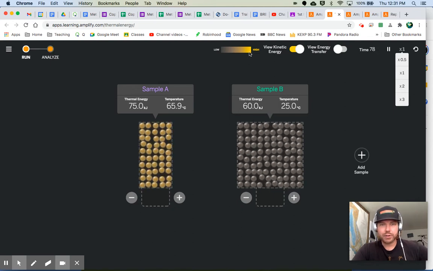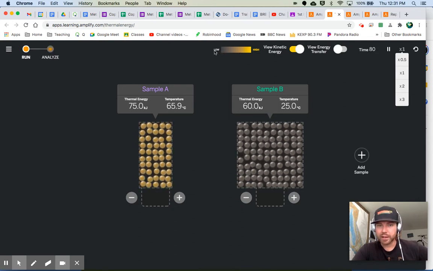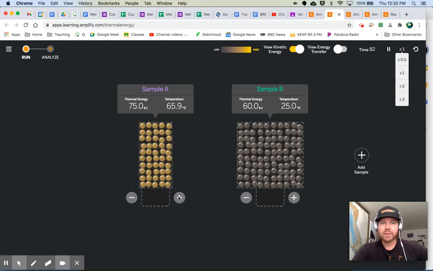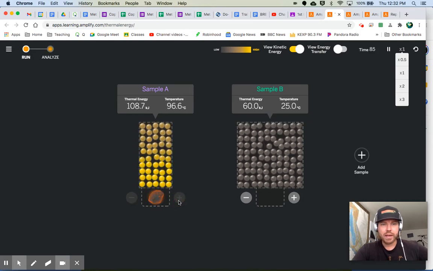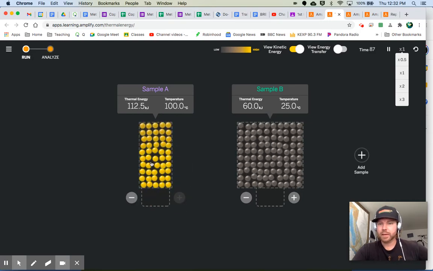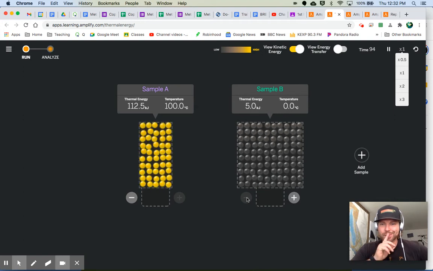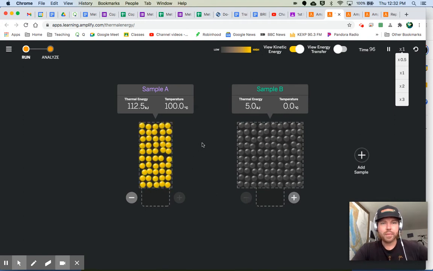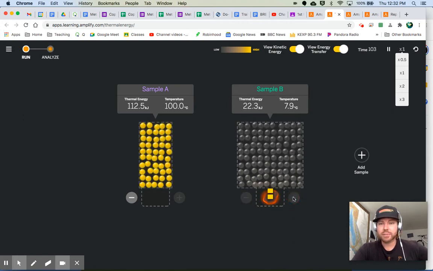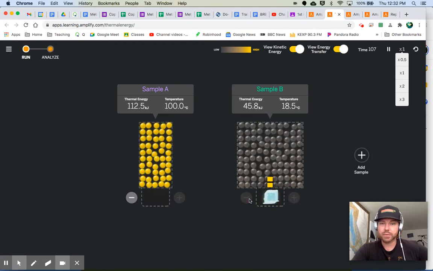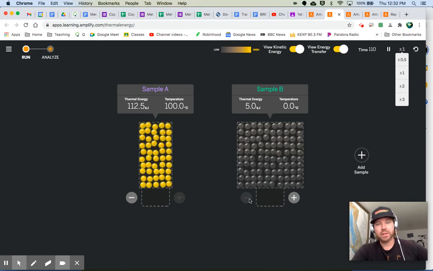that high kinetic energy is represented by this bright yellow, low kinetic energy is represented by this darker color. So let's see, look at that. When I click plus, it gets brighter. When I click minus, it gets darker. What does that tell me about the kinetic energy, I wonder? Anyway, that's great. View energy transfer, I guess I can do stuff with that. Oh, look at that. I guess that's showing that energy is being added to my sample or energy is leaving my sample.